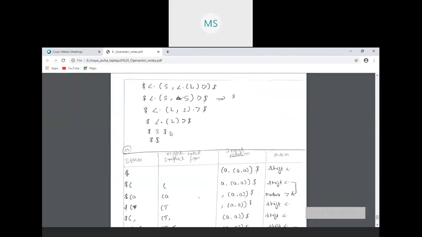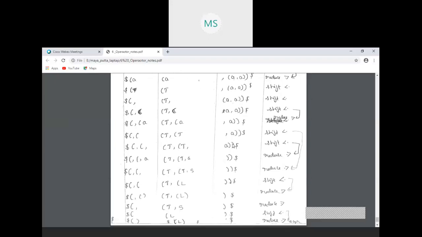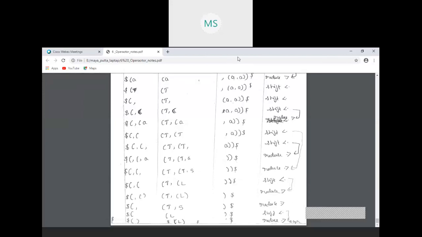If you have any difficulty doing this, you can go with stack, right sentential form, input and action, left and right. Do it manually and you will get it, accepting your input. Okay, like that you can do it for operator precedence. Now I have completed module 4: top-down parsing, bottom-up parsing and operator precedence parsing. Thank you.